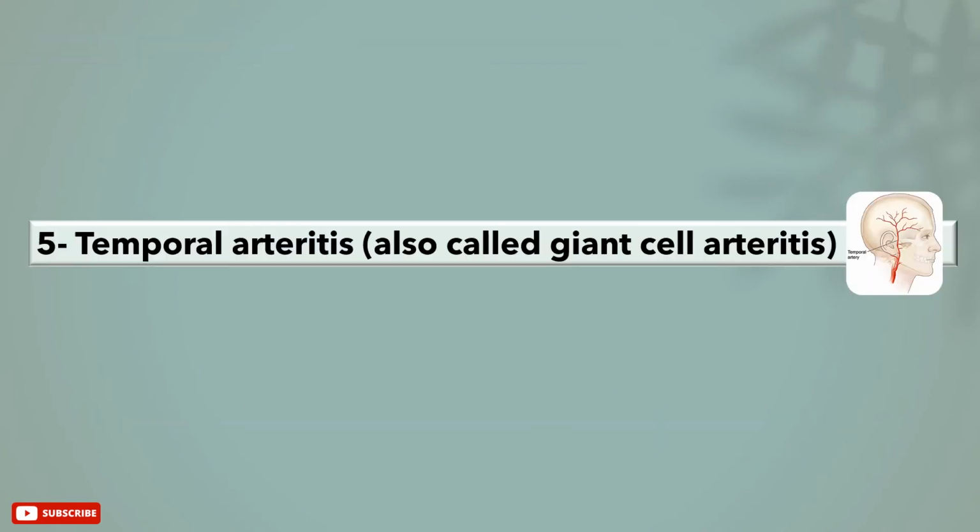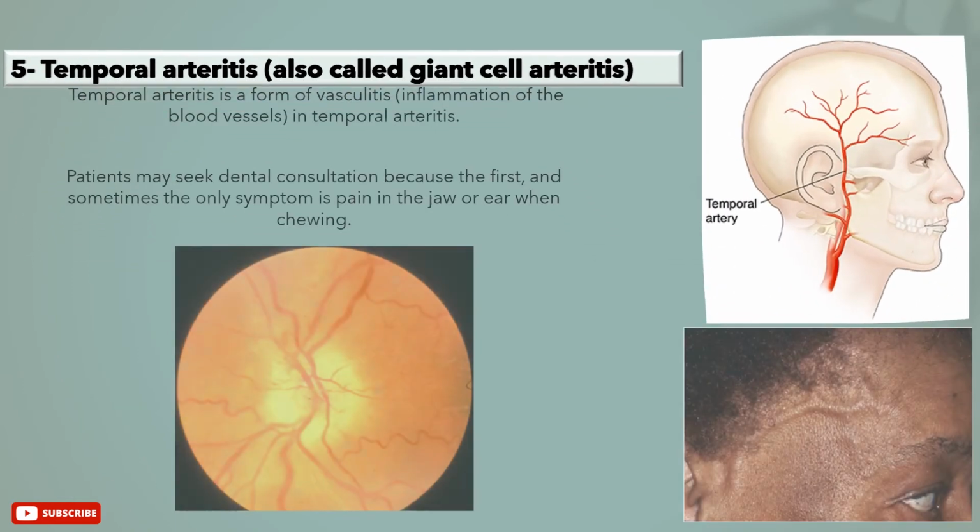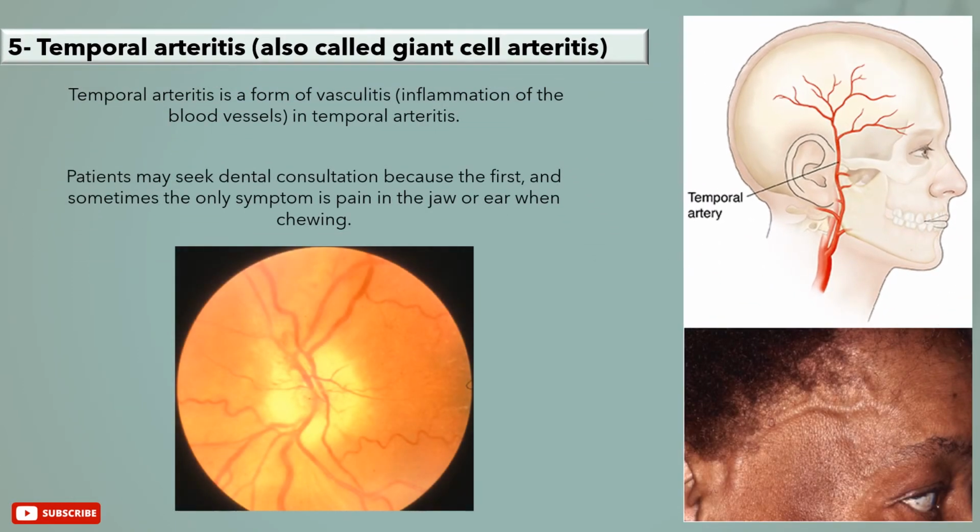Temporal arteritis, or giant cell arteritis. Temporal arteritis is a form of vasculitis, or inflammation of the blood vessels, in the temporal arteries. This case is quite rare. However, it's noteworthy because blindness is a serious potential complication. If the patient reports any transient vision loss, immediate referral is vital.